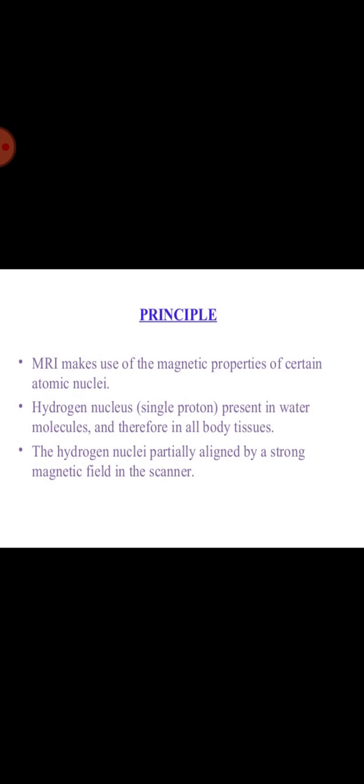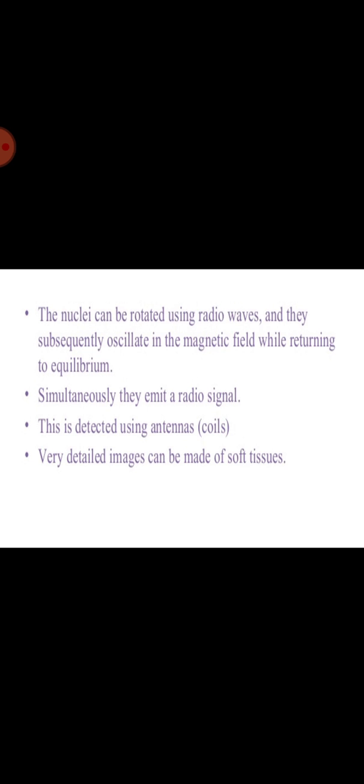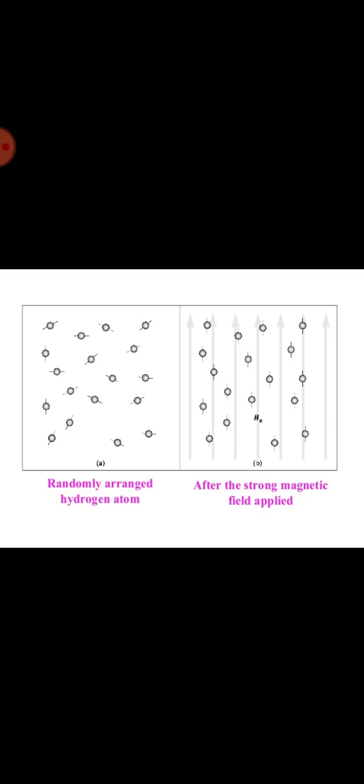Now let us have a look into the principle of the NMR system. MRI makes use of the magnetic properties of certain atomic nuclei. The hydrogen nucleus is present in water molecules and therefore in all body tissues, and the hydrogen nuclei are partially aligned by a strong magnetic field in the scanner. The nuclei can be rotated using radio waves and they subsequently oscillate in the magnetic field while returning to equilibrium. Simultaneously, they emit a radio signal, which is detected using antennas. Very detailed images can be made of soft tissue.